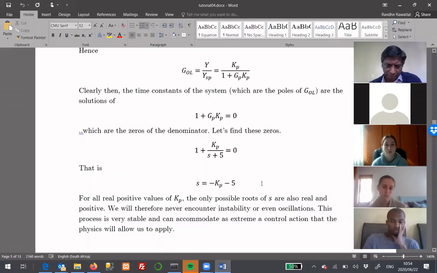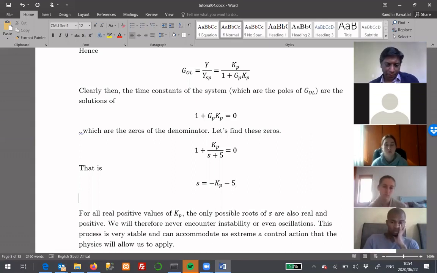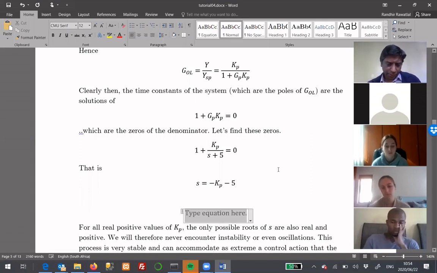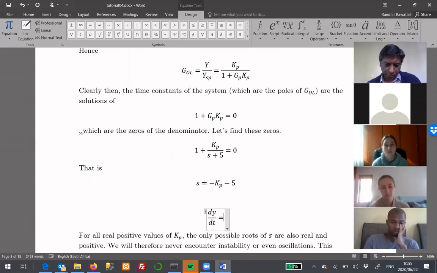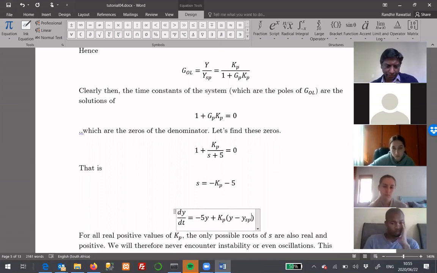Let's just write out what we are doing here. So we are taking dy/dt equals minus 5y plus u, and u is equal to Kp times (ysp minus y). And in our case, we want to reach a value of 3, right? So our set point value is 3.